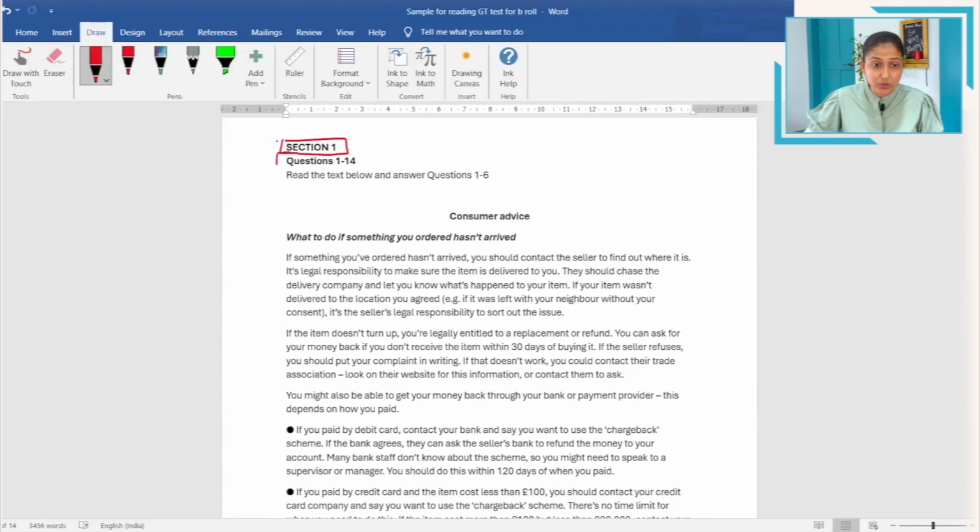Section 1 has questions from 1 to 14. But then look at this. It says read the text below and answer questions 1 to 6. There is a text. It has questions 1 to 6 only. Not 1 to 14. 1 to 14 is for section 1. In this section 1, there are 2 texts. Text 1 has questions 1 to 6.